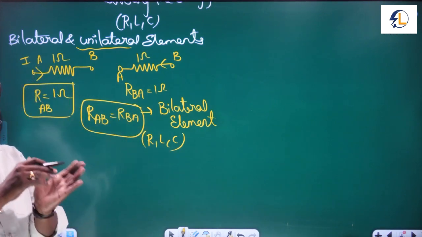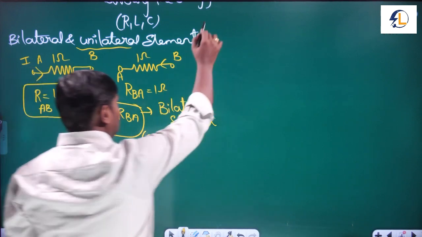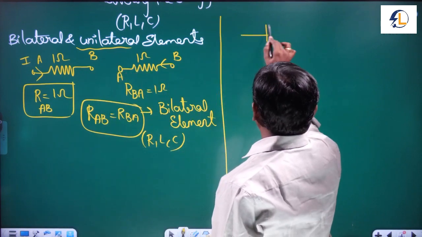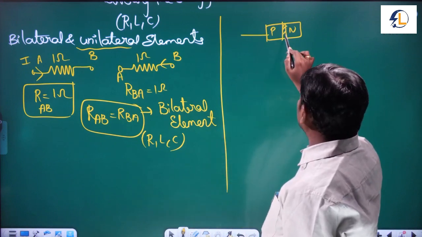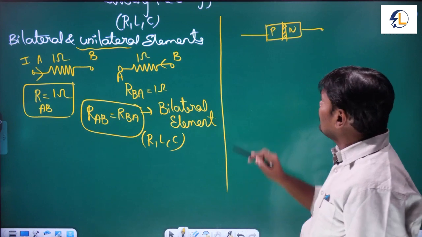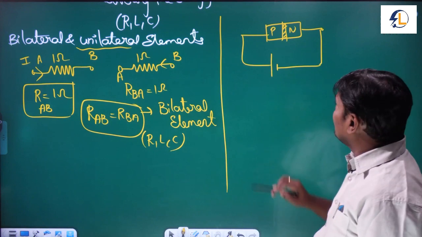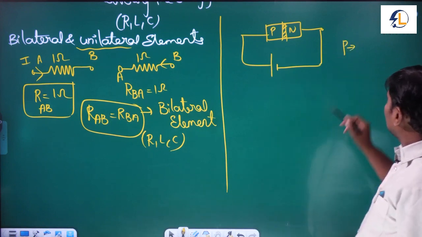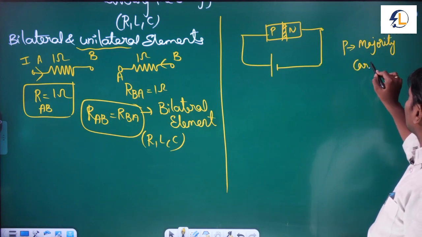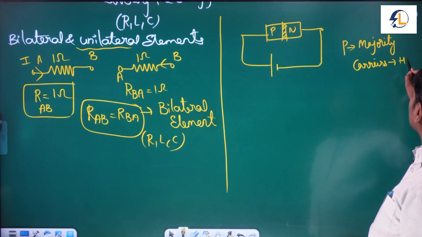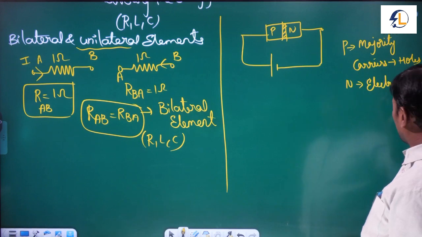So we will discuss one by one what is the inductance, what is the capacitance, and what is the property of a resistance. So if you take a diode, a PN junction diode, this is called the depletion layer. P is given to the positive terminal of the battery and N is given to the negative terminal of the battery. In P, the majority carriers are holes. If you go for the N, the majority carriers are electrons.